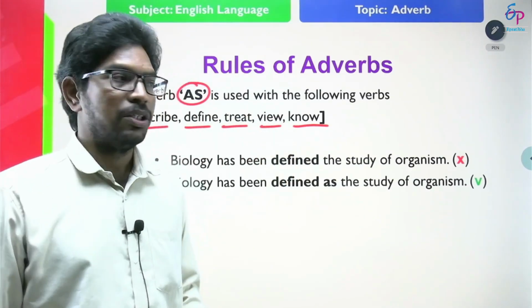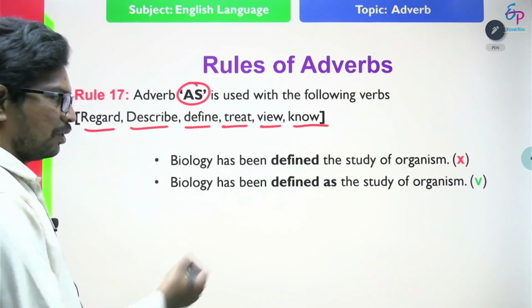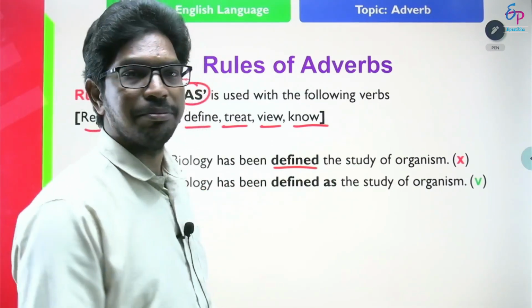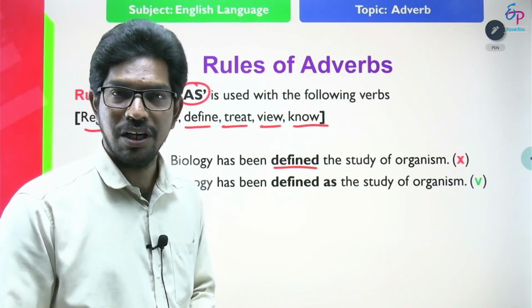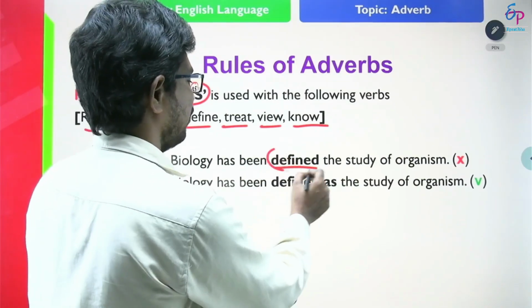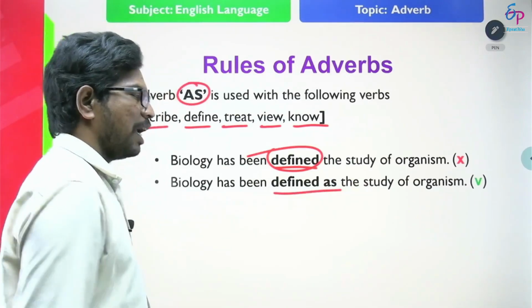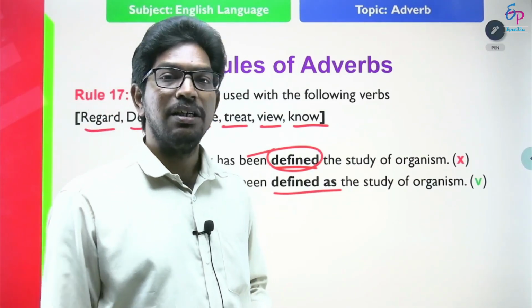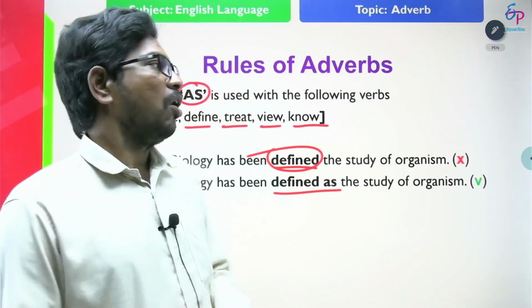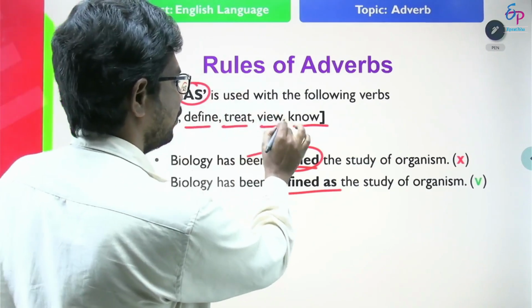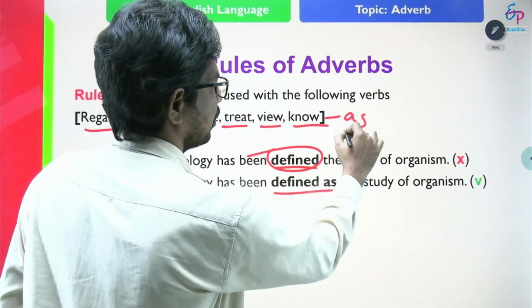Example, and find out the error. Biology has been defined the study of organism. Always remember, after define we must use as. So defined as. Biology has been defined as the study of organism. After these verbs, regard, describe, define, treat, view, we use as.